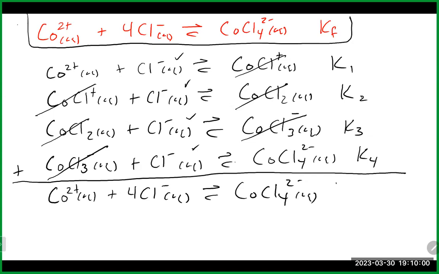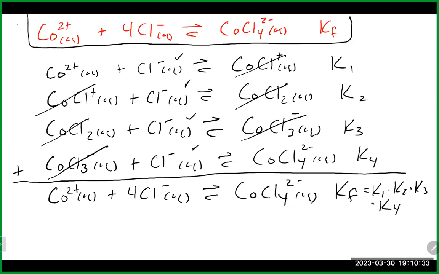Now, for Kf in this case, because I added all those individual reactions together, what do I do with all those K values? I add them or multiply them? You do multiply them. So if you had a reaction where they gave you the stepwise formation of that complex ion, and you're looking for the overall K value, you would take K1 times K2 times K3 times K4 in this case, right? So you would multiply all those guys.